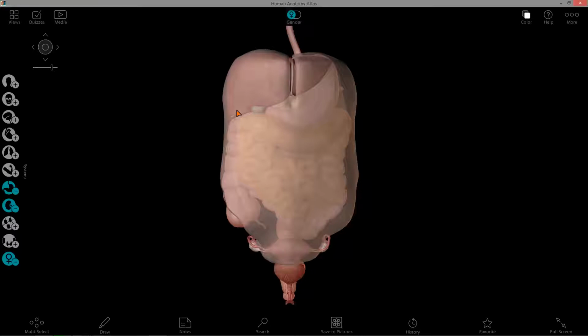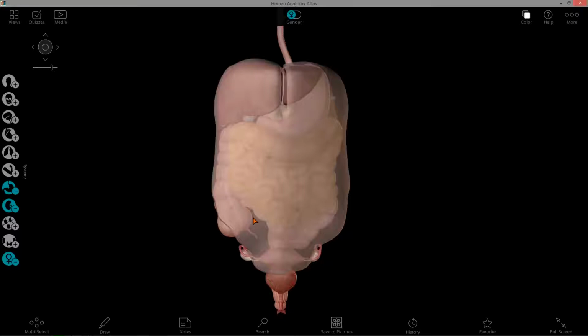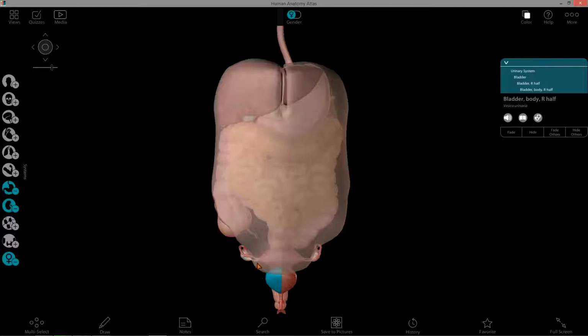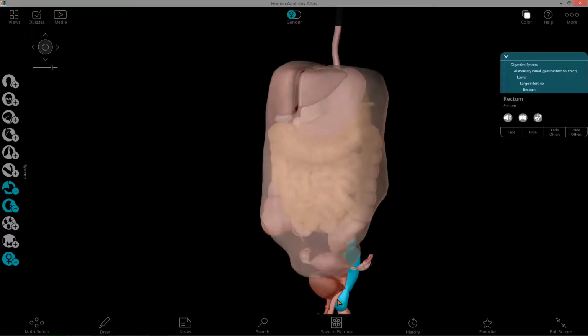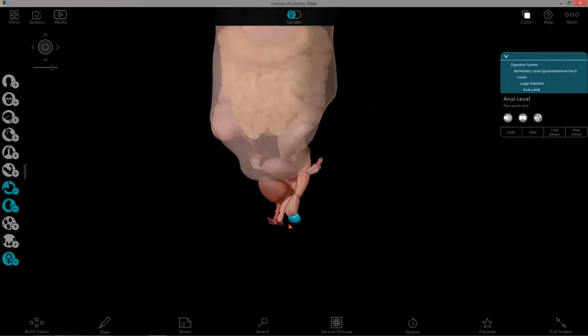Now, what we are looking at here is an anterior view of the peritoneum. This is anterior. Here we have the liver, transverse mesocolon, descending colon, sigmoid colon. Superiorly, we have the esophagus entering the abdomen, and inferiorly, we have the bladder, as well as the uterus and the rectum, as well as the anal canal.